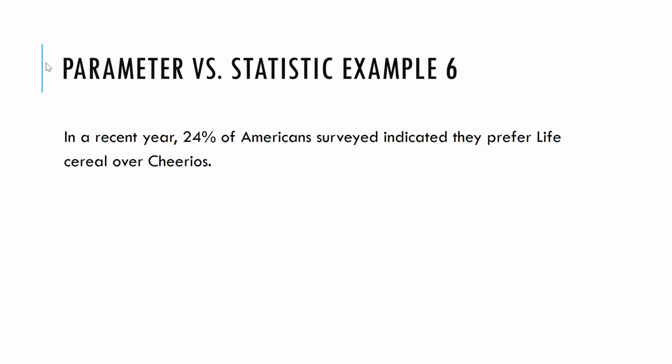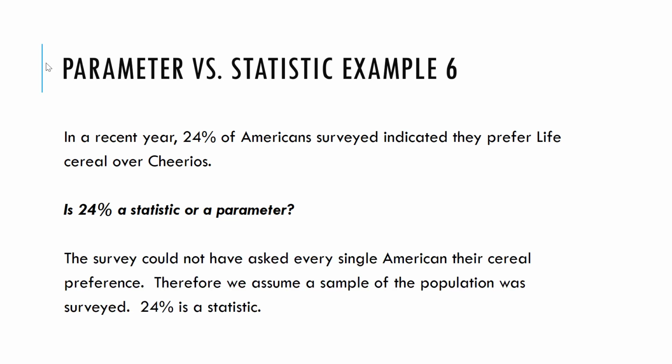In a recent year, 24% of Americans surveyed indicated they prefer Life cereal over Cheerios. Is 24% a statistic or a parameter? The survey could not have asked every single American their cereal preference. Therefore, we assume a sample of the population was surveyed. 24% is a statistic.